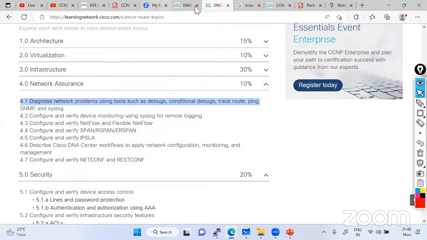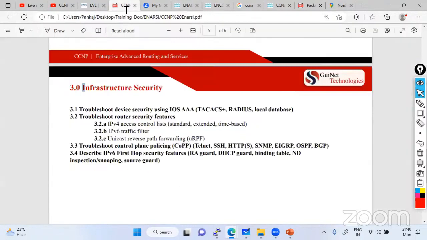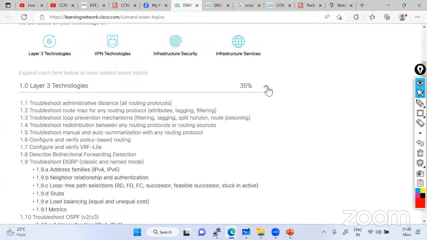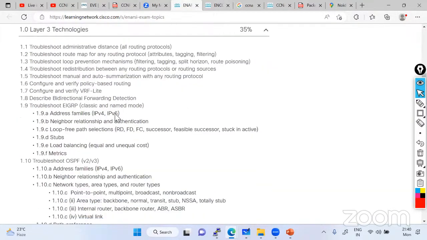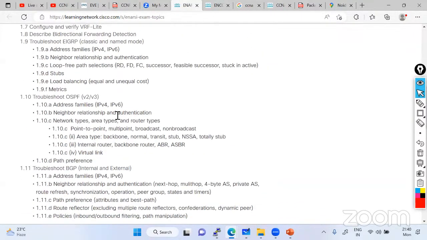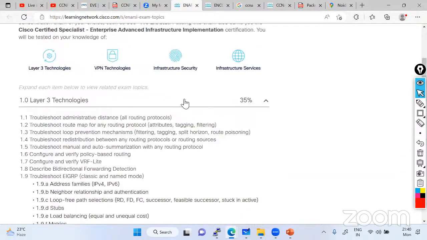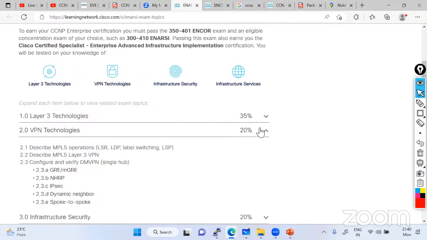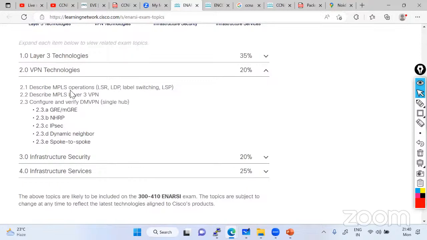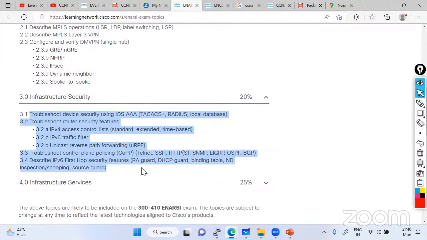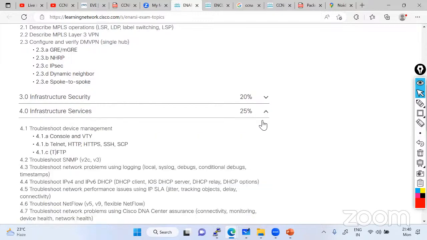And we diagnosed it. But the more important thing in the entire syllabus of CCNP ENARSI, you just focus on the VPN technology. You can see the weightage of the VPN technology. So 35% weightage is from layer 3 technology. About that, three routing protocols, EIGRP, OSPF, and BGP, right? Once we understand all of EIGRP, OSPF, and BGP, we move to the VPN technology, where we complete 20% of weightage about MPLS and all. And then infrastructure security, troubleshooting TACACS, RADIUS and all. And then finally we'll complete infrastructure services.